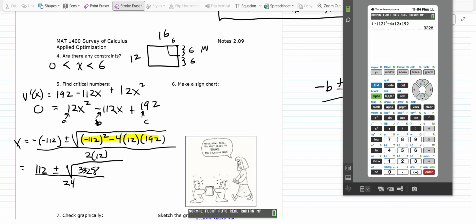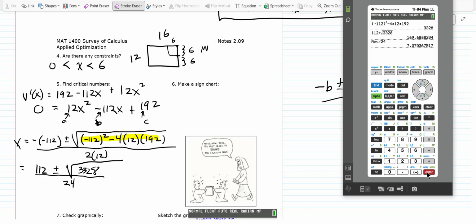Okay, now we're going to just do this on the calculator. You get 2 answers out of this, and it's important that you go ahead and get your 2 answers. So you can kind of watch how I do this on the calculator. I'm going to do the numerator, 112, plus the square root of 3328. I'm just going to get that, and then I'm going to divide that by 24.